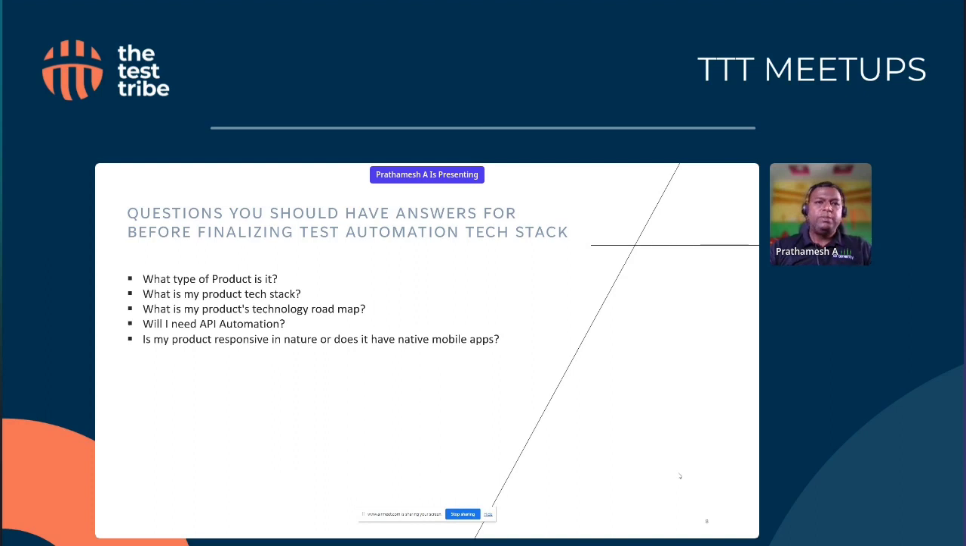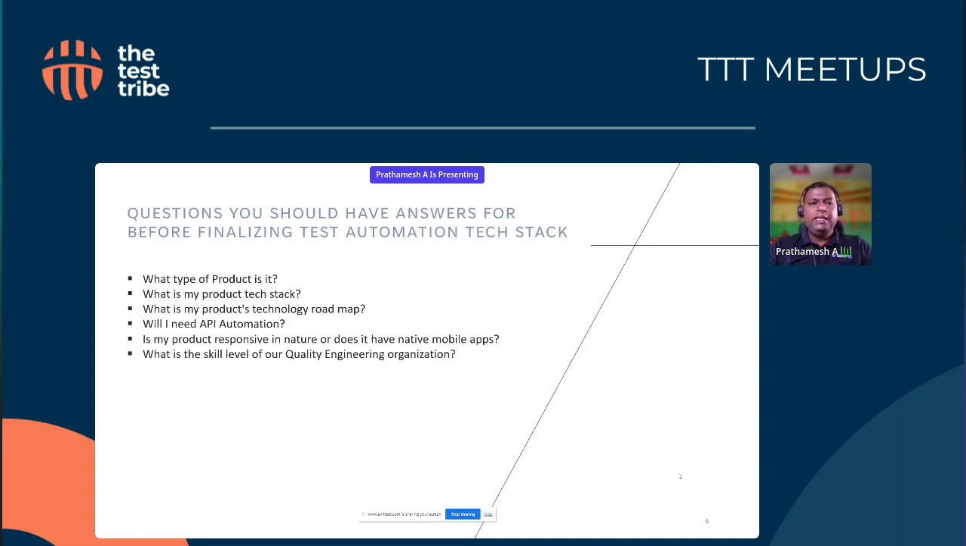Is my product responsive in nature, or does it have native mobile apps? Your product might be responsive as of now, but down the line, say after a year, your product team thinks we are going to have dedicated native mobile apps. So you should think about whether the tech stack you have selected also supports native mobile apps across iOS and Android. Can I integrate with some kind of test runner on the cloud? I think that will also give you visibility and impact your decision.